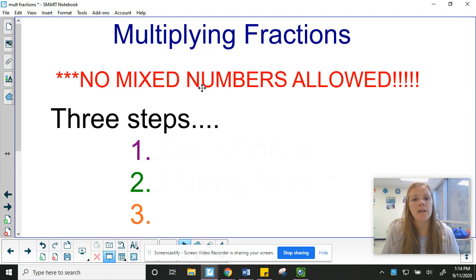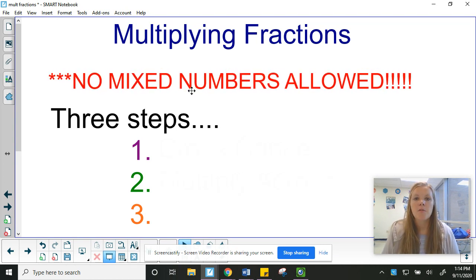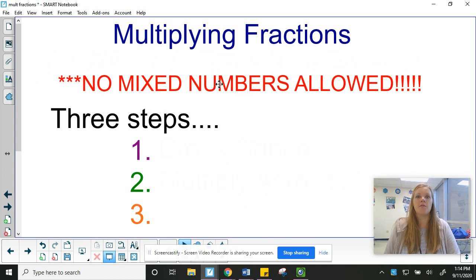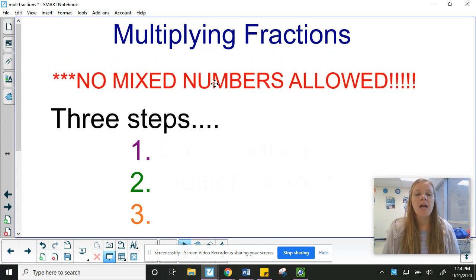The first thing is that you're not allowed to multiply with mixed numbers. The first thing you always have to do is make sure that your fractions are written as improper fractions. Let me wiggle this around so it really glues in your brains. You cannot multiply with mixed numbers. Sometimes you can add them and add the wholes and add the parts, but with multiplying fractions, you are not allowed to do that. You have to change them to improper fractions.